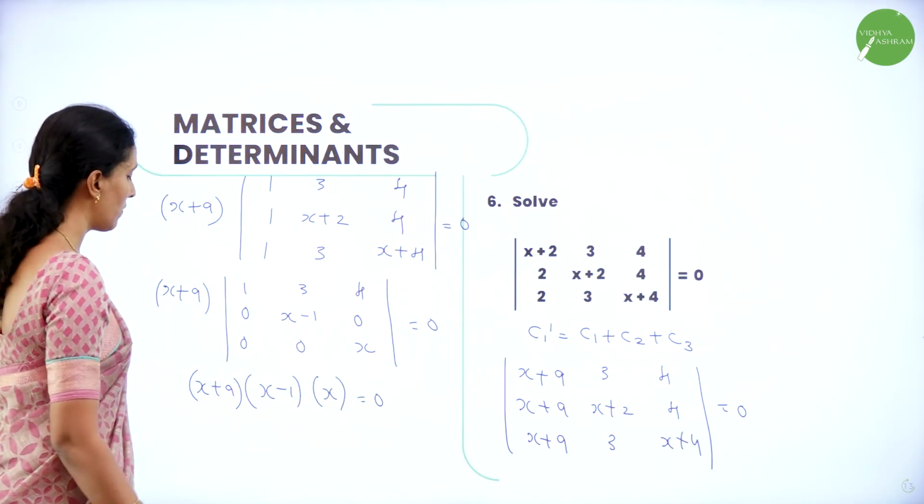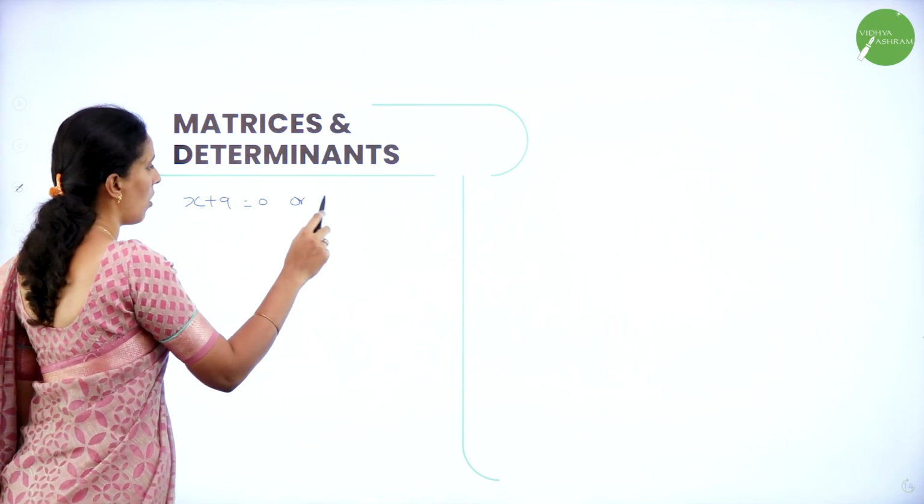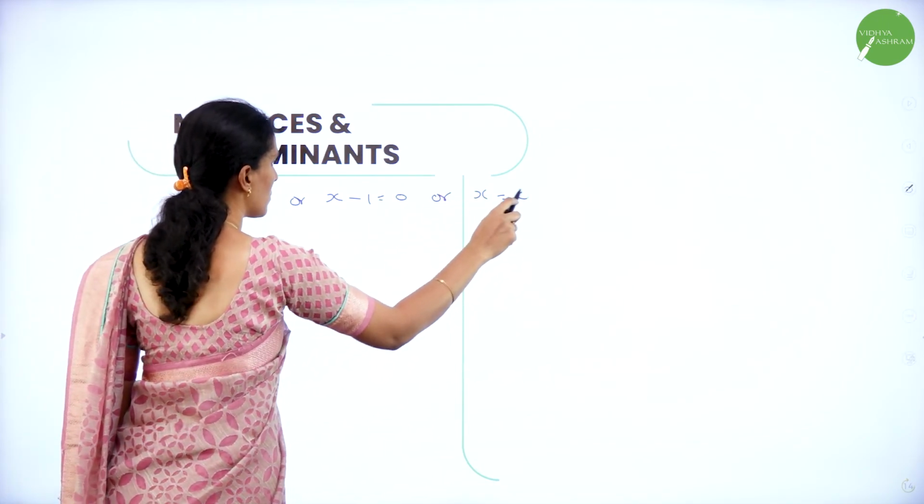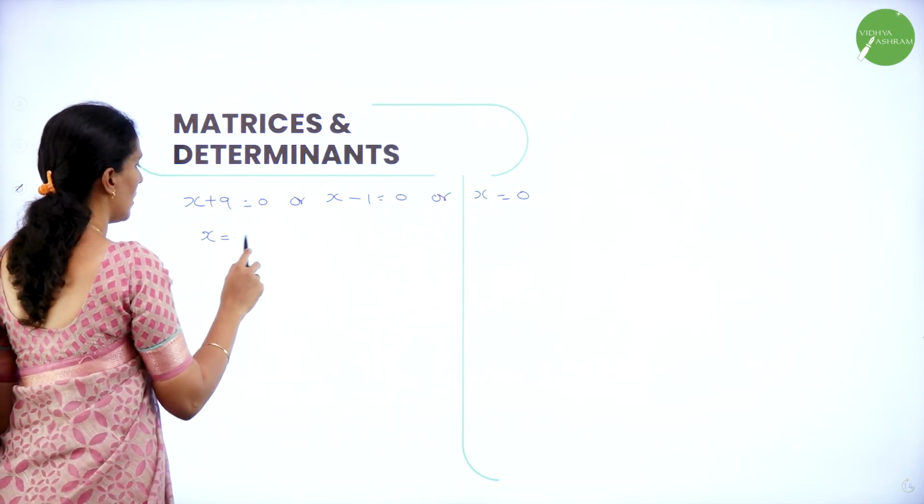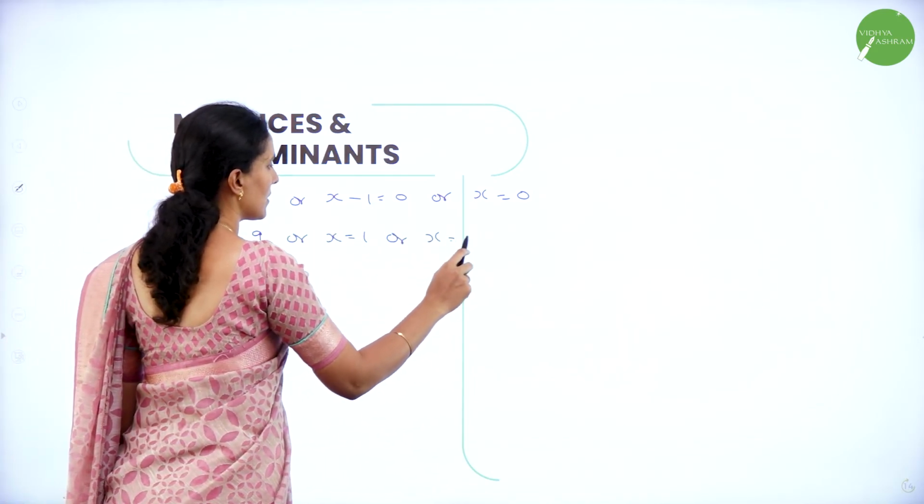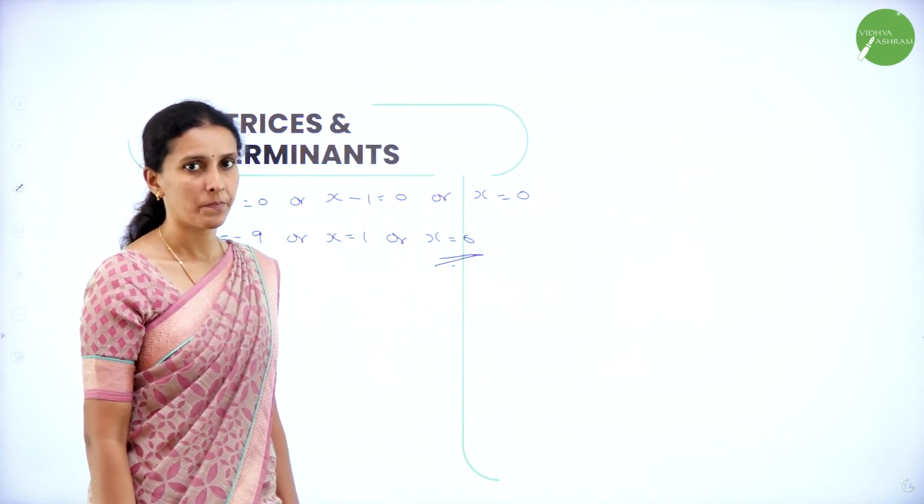From these three observations, we can put x plus 9 is equal to 0 or x minus 1 is equal to 0 or x is equal to 0. So here we get x is equal to minus 9 or x is equal to 1 or x is equal to 0. So these are the values of x.